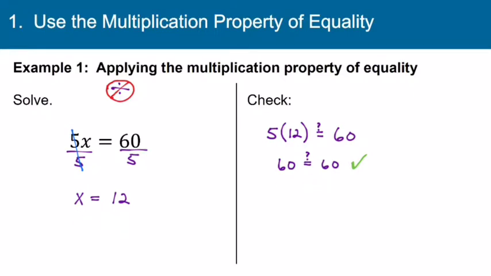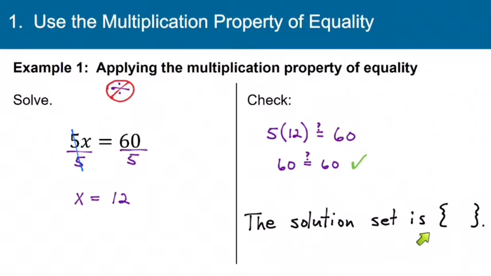And now remember, when you go to MyLabs Plus to put your answer in, this is what they will already have on the screen. The solution set is, and you'll need to just fill in the blank. And remember, you don't want to type x equals 12. This is set notation, so you just want to put 12 inside the curly braces.